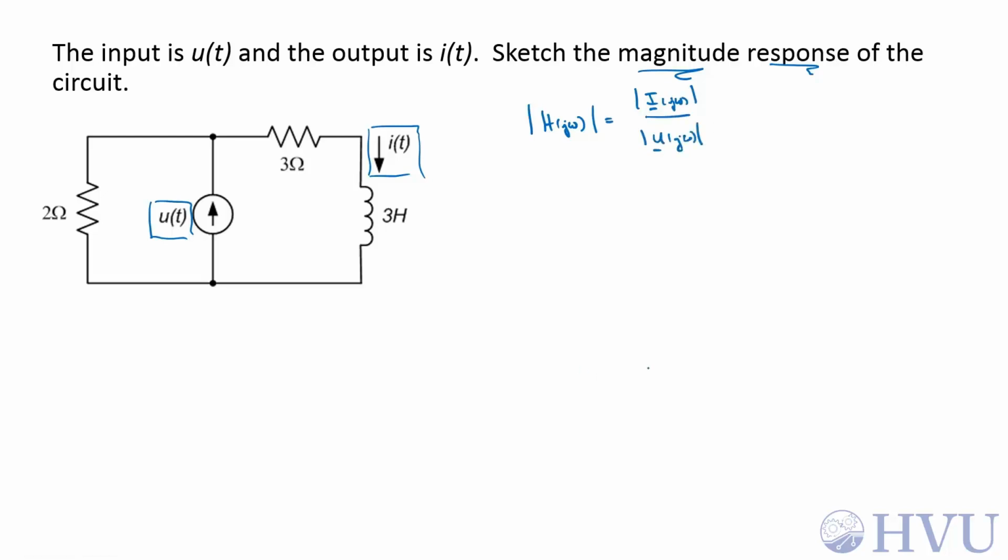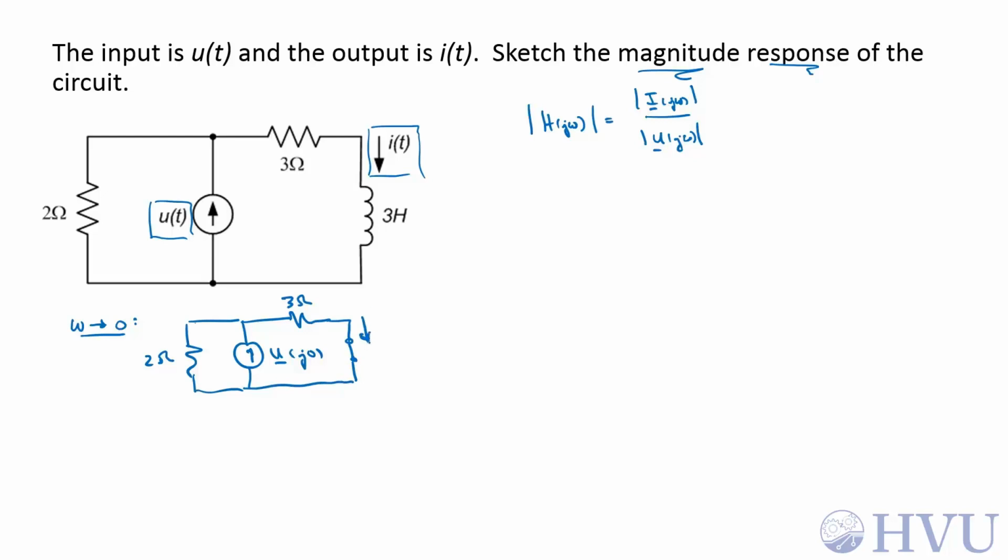Probably the easiest way to do this is to use the circuit itself to calculate the low frequency gain, the high frequency gain, and the corner frequency. Take a look at the circuit as omega goes to 0. At low frequencies, the inductor looks like a short circuit. So we have this 2 ohm resistor. Converting it to the frequency domain, we have an input phasor as a function of frequency, which at 0 frequency is U(j0), a 3 ohm resistor, and at low frequencies the inductor looks like a short circuit.